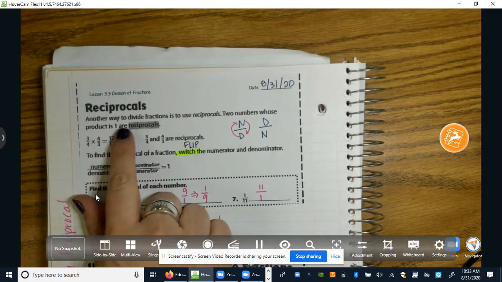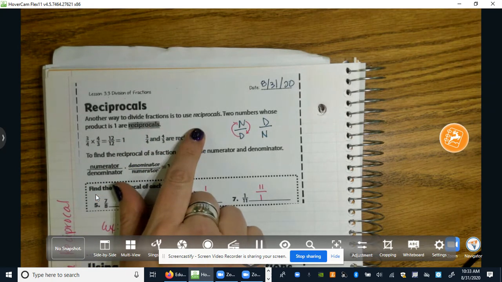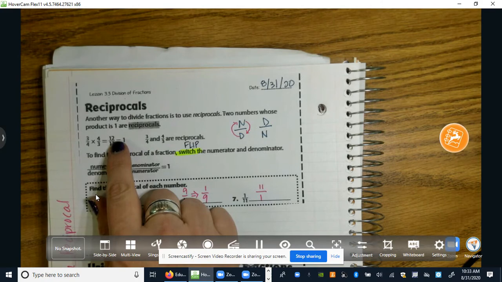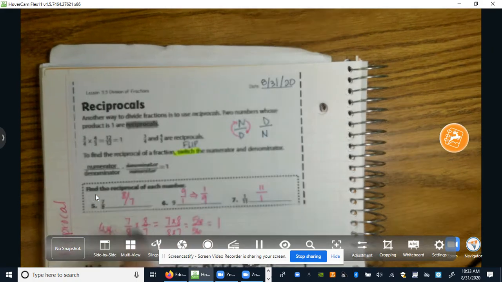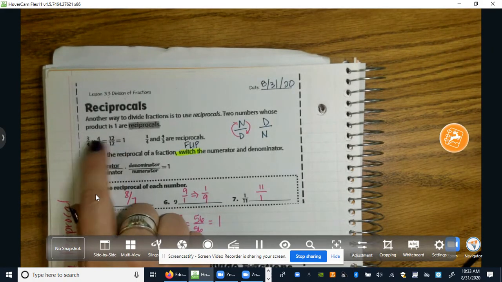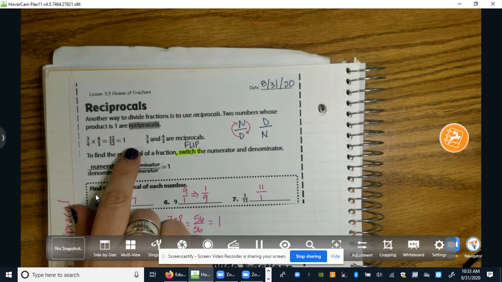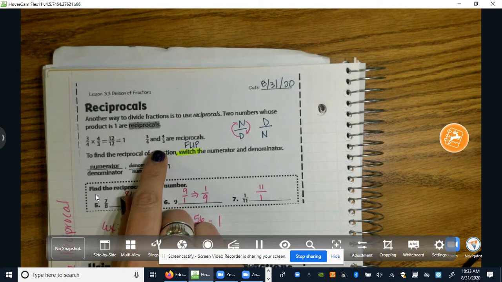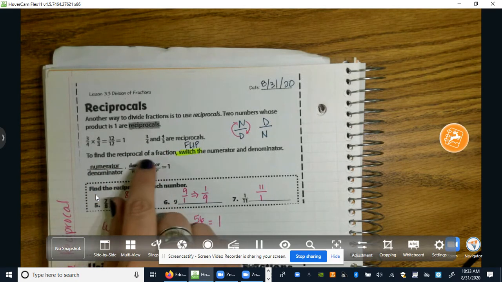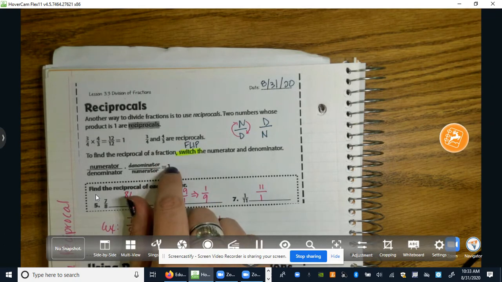Okay, so reciprocals is another way to divide fractions. 2 numbers whose product is 1 are called reciprocals. So like 3/4 times 4/3 is, well, 3 times 4 is 12, 4 times 3 is 12, so that's 12 over 12, which is equal to 1. So 3/4 and 4/3 are both reciprocals.